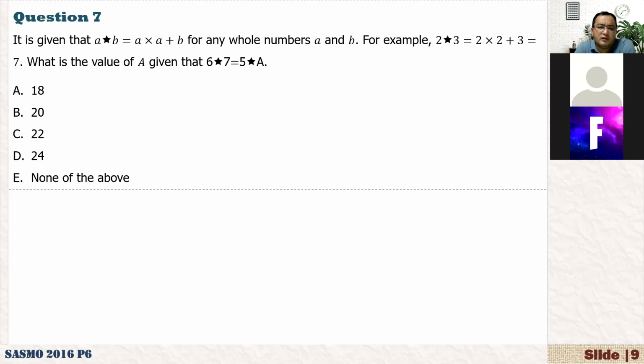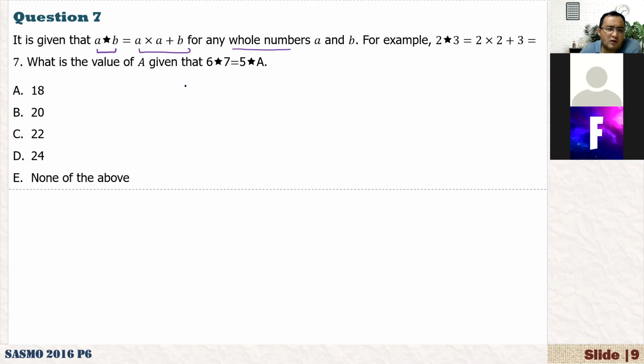Okay, we call this kind of question an operation question, right? We did a similar question before, but now they are asking a similar question in a different way. As you see here, the star operation is defined as this. What does it mean? It means multiply the first number by itself and add it to the second number. For any whole numbers A and B. In this example, 2 star 3 is 2 times 2 plus 3, 7.